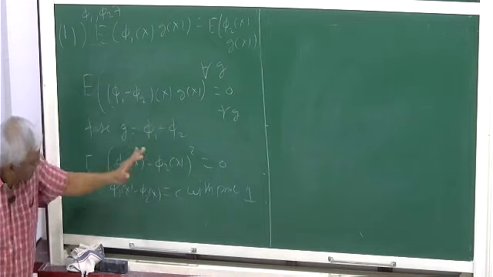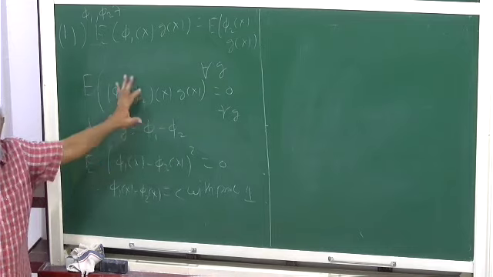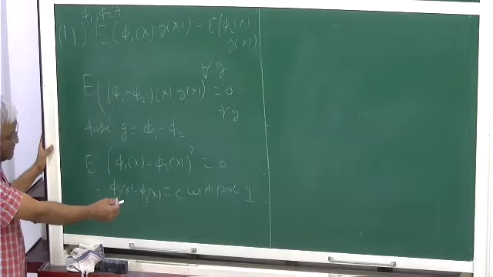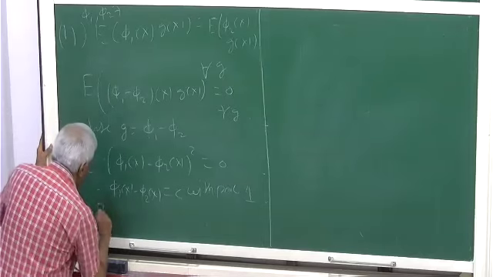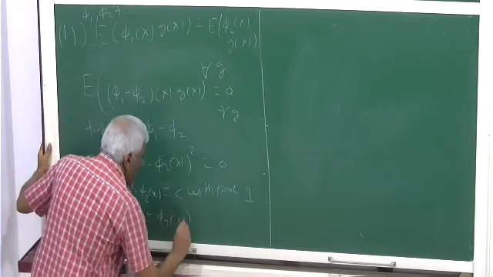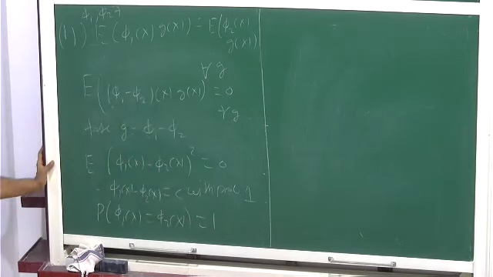So you take g equal to p1 minus p2, so that you get the square of that, which is just p1x minus p2 squared. Okay, so that is equal to 0 means p1x. So this implies P of p1x equal to p2x equals 1. That's all.